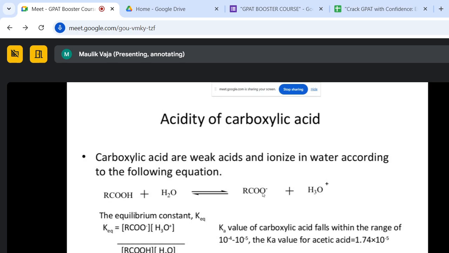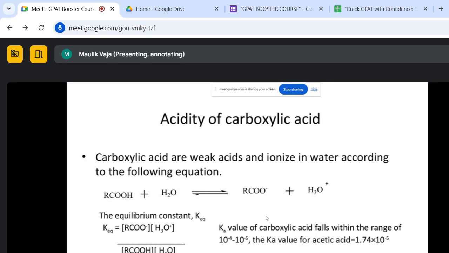So can you tell me, electron donating and electron withdrawing group, two groups are there. Which group will increase the stability of this anion? Can anyone tell? You have two groups, an electron donating group and an electron withdrawing group, on the benzene ring. Like, just take an example.